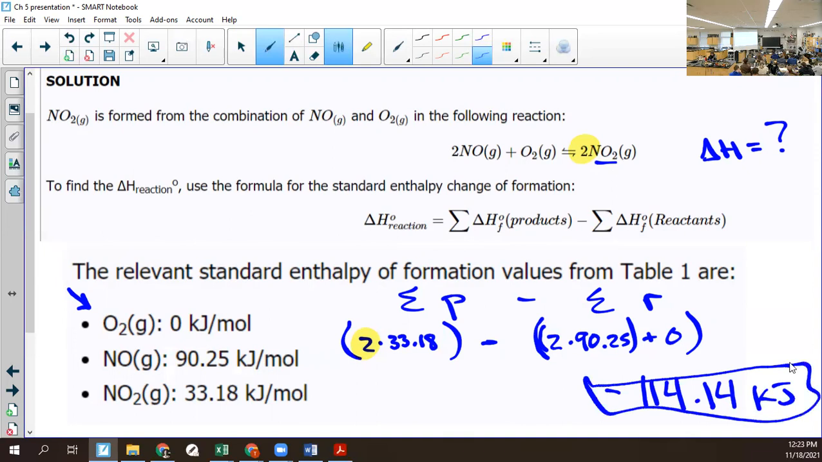Is the answer kilojoules or kilojoules per mole? Just kilojoules. It doesn't matter on this one. Technically this would be per 2 moles of that, 1 mole of that, and 2 of that. So probably just write kilojoules. Okay.